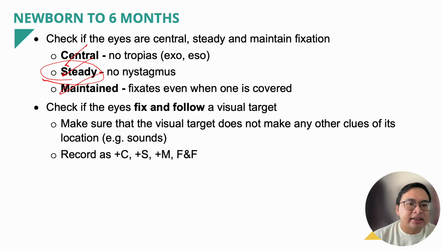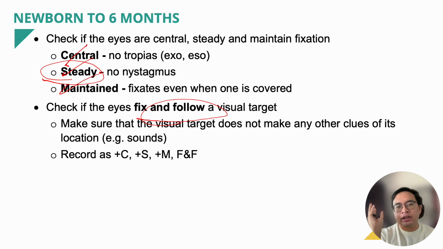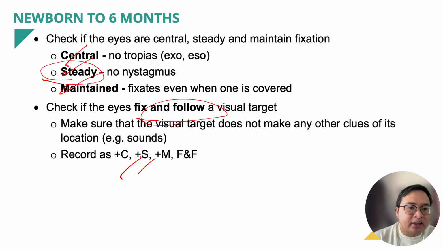And lastly, fixes and follows, meaning if you move the object, the head or even the eyes of the infant should be able to follow that. But make sure that there are no other stimuli that could be taking away the attention of the baby. For example, you're not in a noisy environment. So how would you write that in the chart? You just write central, steady, maintained, fixes and follows.